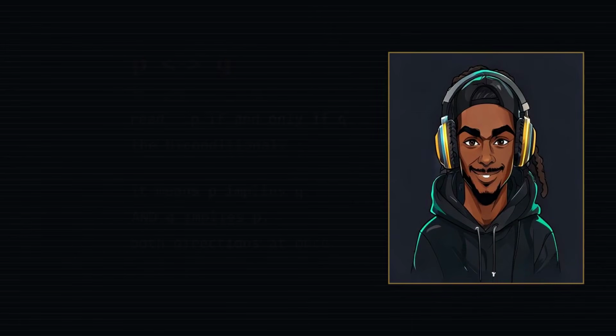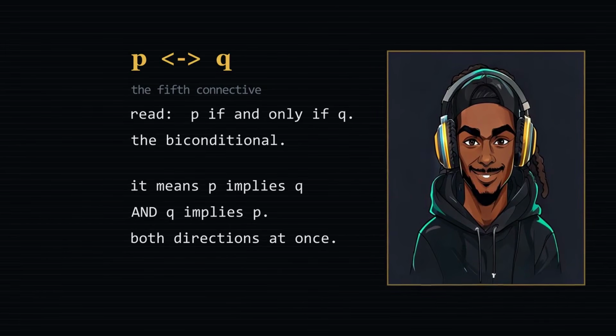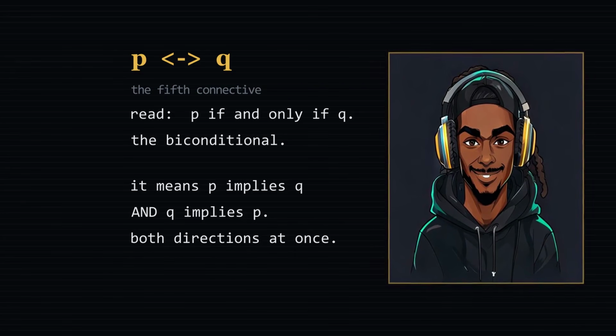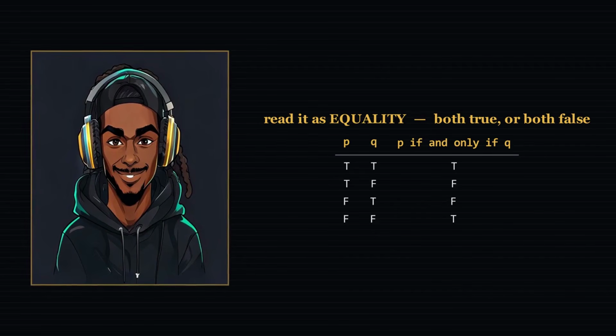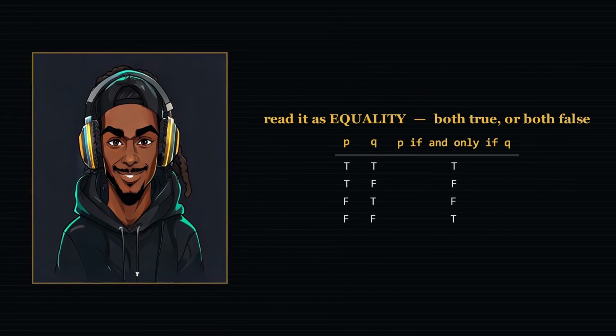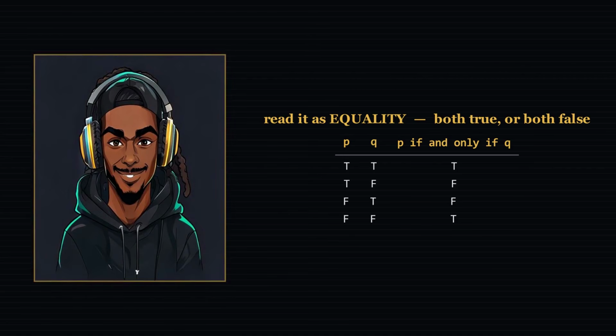Fifth connective, the double arrow, P if and only if Q, the biconditional. It means P implies Q and Q implies P, both directions at once. Table: true true true, true false false, false true false, false false true. Read it as equality. The two sides have to have the same truth value, both true or both false. That is the only time the double arrow holds.